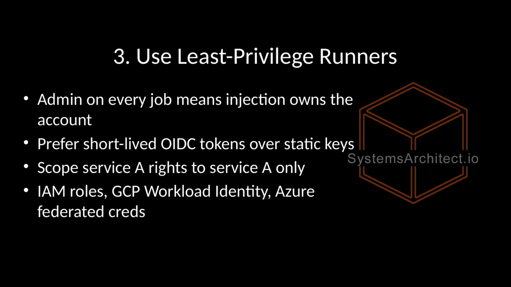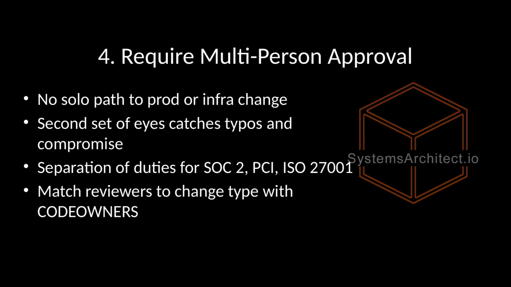audit correlation. GitHub Actions can assume an IAM role scoped to repo and branch via configure-aws-credentials with no AWS secrets in GitHub. GitLab can federate to GCP workload identity for job duration tokens mapped from project and ref claims. Azure federated credentials on a service principal let Azure login work without a client secret in the repo.